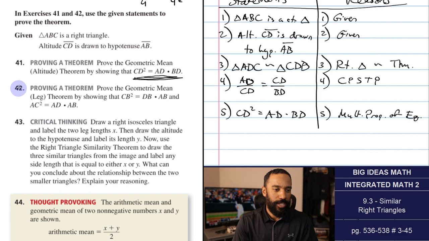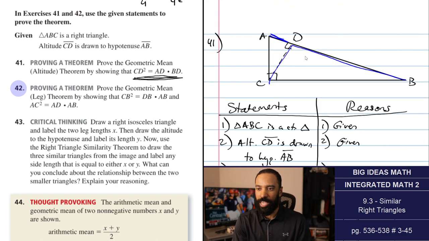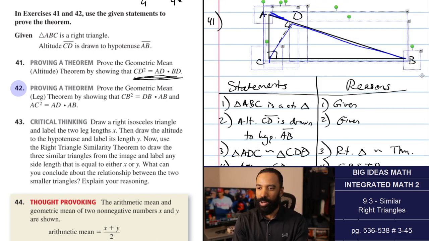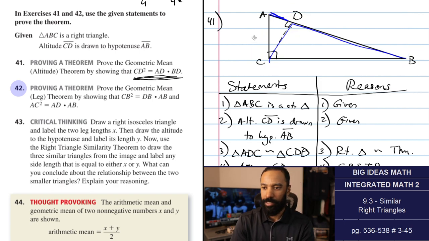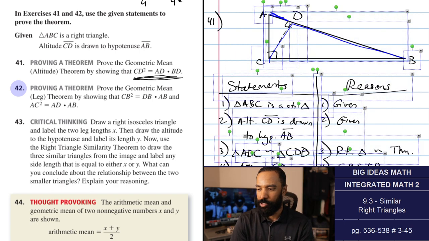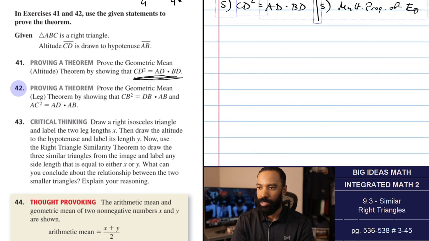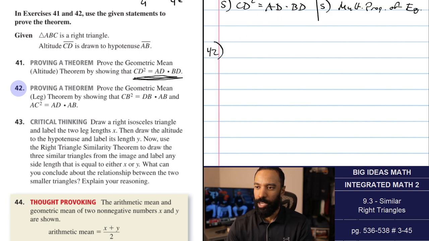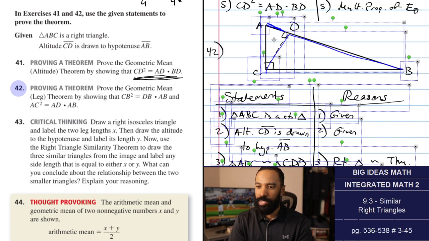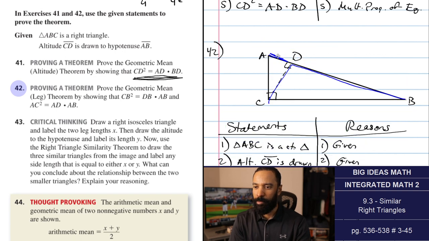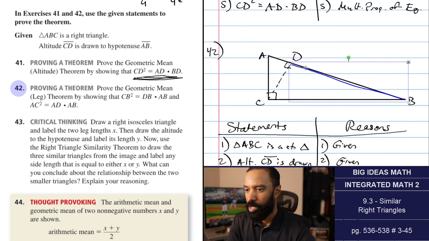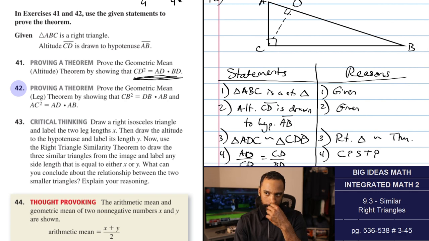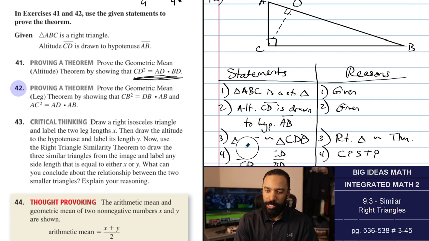Number 42, I suppose we can do the same thing and we have that same appearance. We're going to have the same, let's kind of copy and paste this. We'll have some things that are pretty similar. So 42, here we go. The difference is not much. We're proving two things. I wonder if it's going to take a lot longer.